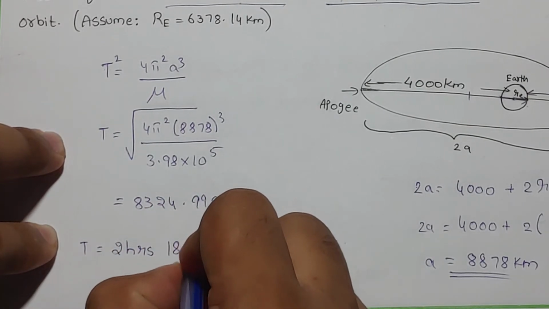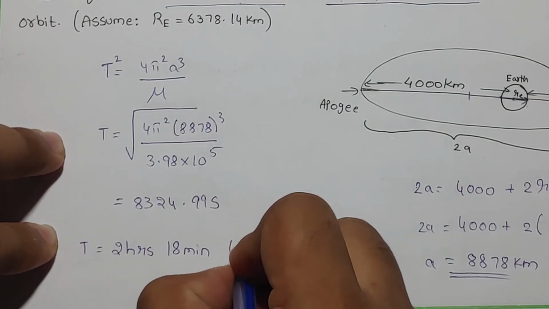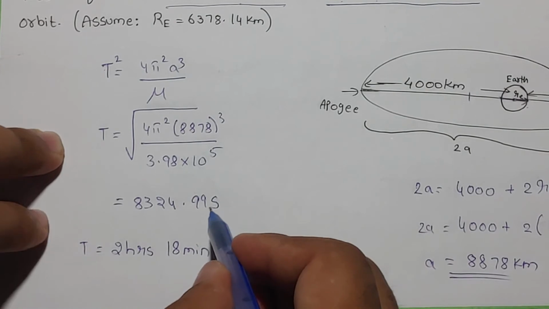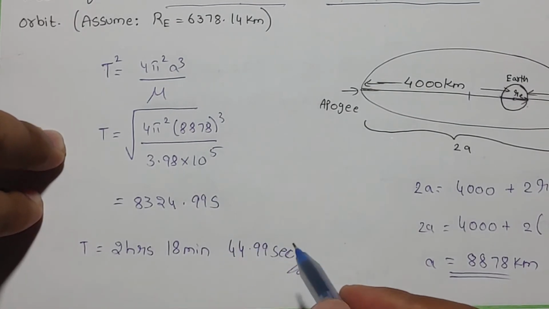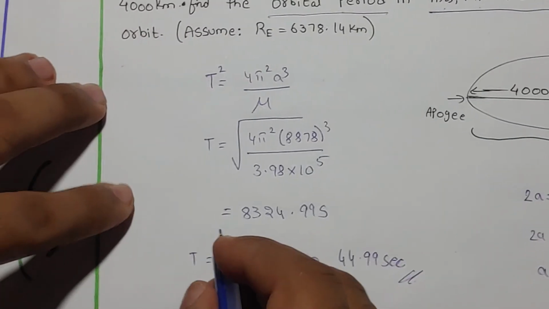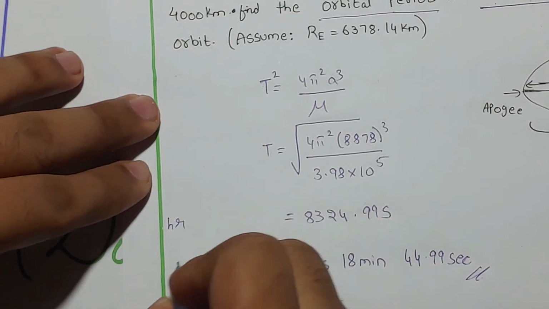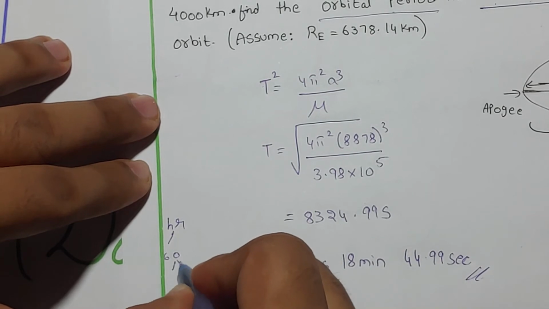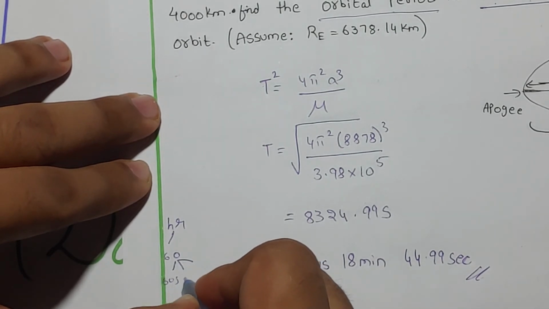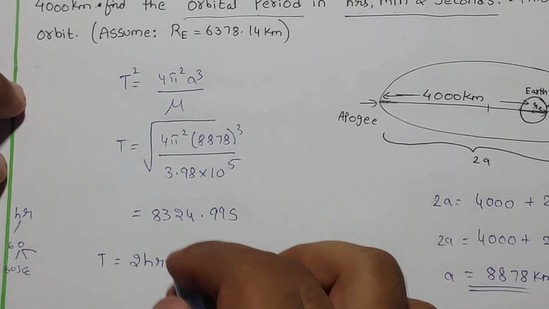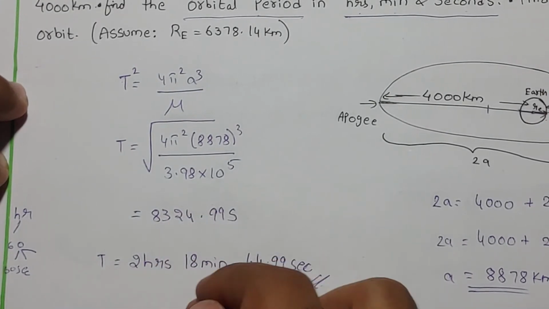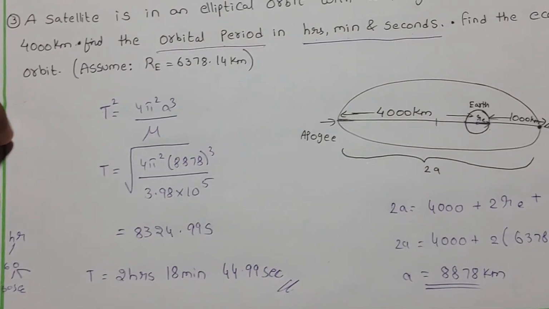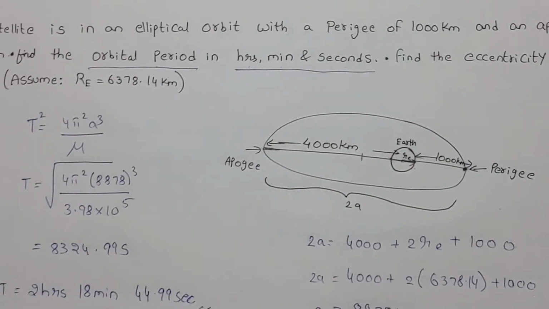So to represent this in hours, minutes and seconds, that is equal to 2 hours 18 minutes and 44.99 seconds. Converting from the seconds to the hours and minutes is very simple. Just you could do as in an hour we have 60 minutes and each minute has 60 seconds. By this you could calculate from the seconds to hours, minutes and seconds. Now let us find out the eccentricity.